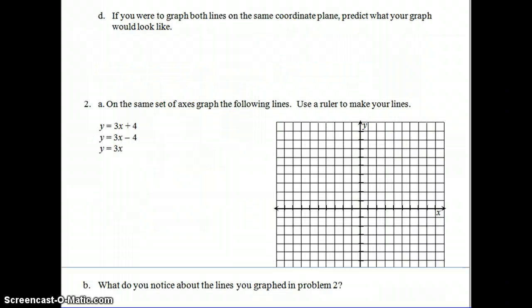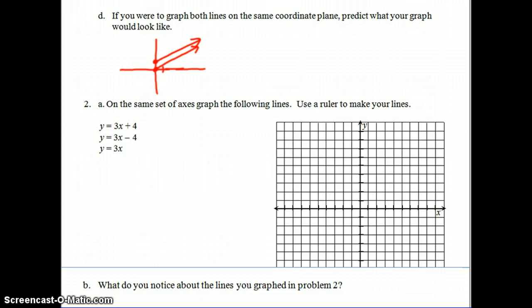Okay? If you were to graph both lines on the same coordinate plane, predict what your graph would look like. Alright, so here's our coordinate plane. Jason gets a mile head start, so he's here and he starts a little ahead of time. Okay, actually, he's here, he gets a little head start, while Scott is a little behind him.